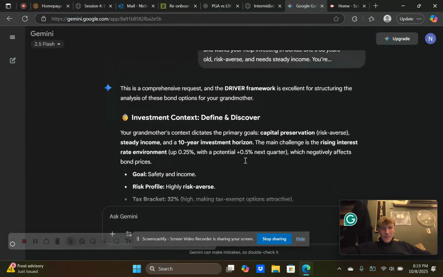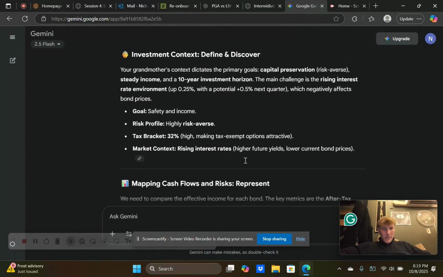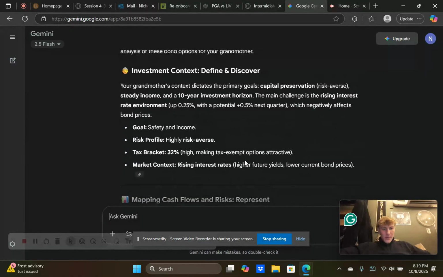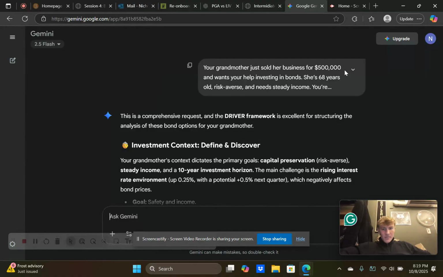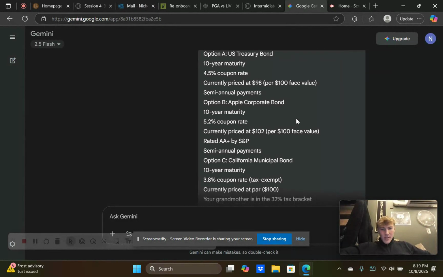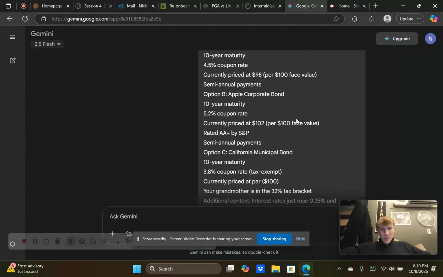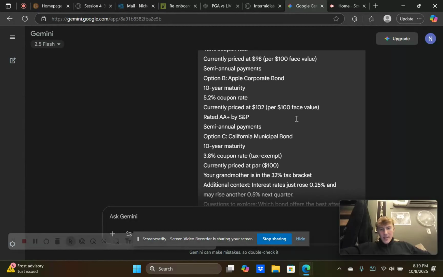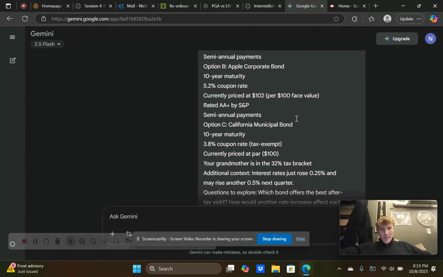Okay, so to start, we have our three different scenarios that we're given. We can see them here. Option A, U.S. Treasury bond, 10-year maturity, 4.5% coupon rate. Currently priced at $98 with a $100 face value and semi-annual payments.